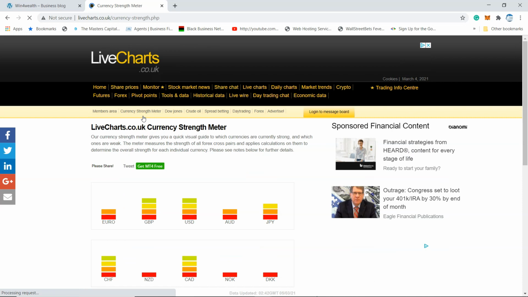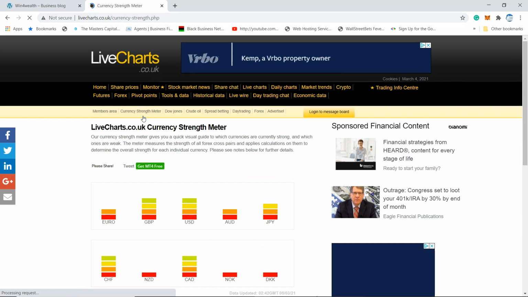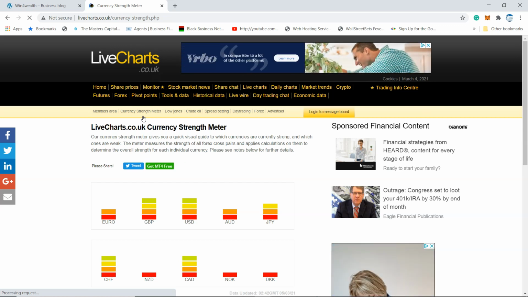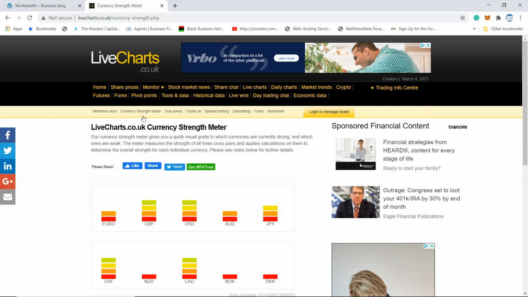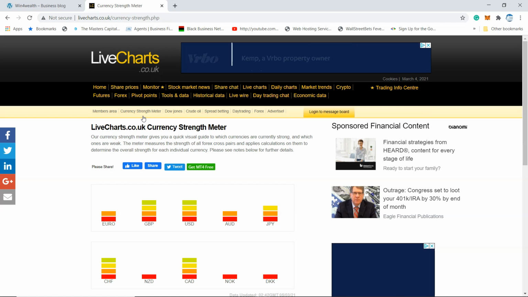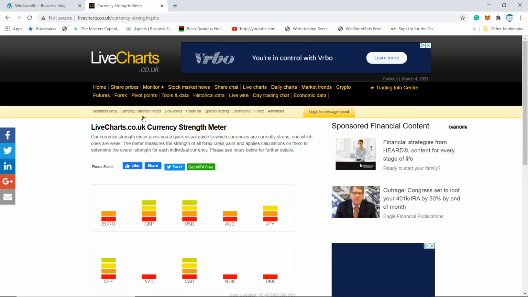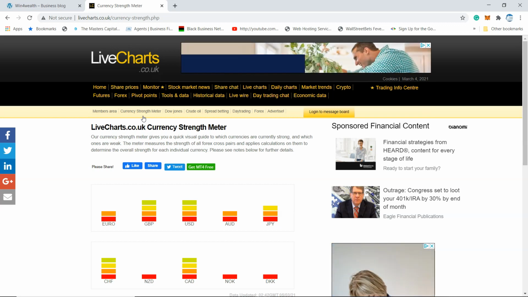So currency strength meter gives you a quick visual guide to which currencies are currently strong and which ones are weak. The meter measures the strength of all Forex cross pairs and applies calculations on them to determine the overall strength for each individual currency. The meter takes readings from every Forex pair over the last 24 hours and applies calculations to each. It then bundles together each of the associated pairs to an individual currency, like the EUR/USD, GBP/USD, USD/JPY, all of the favorites, and finds the current strength.